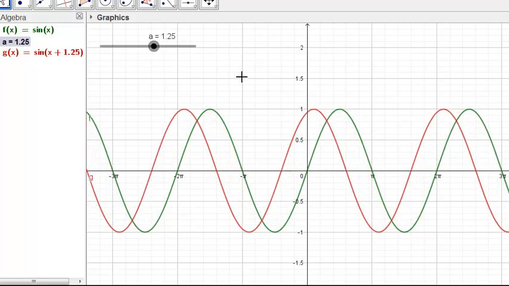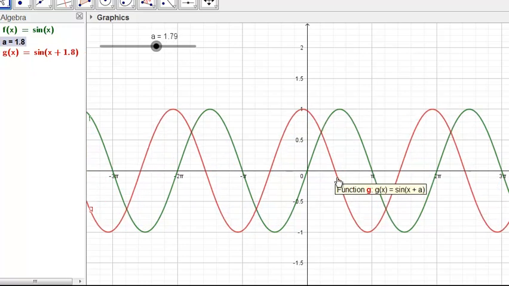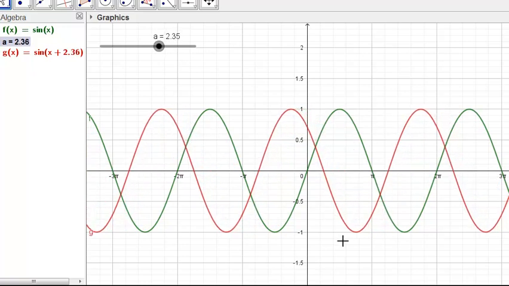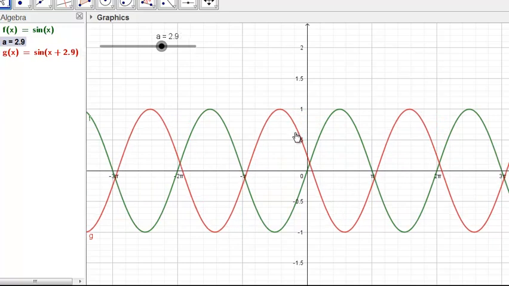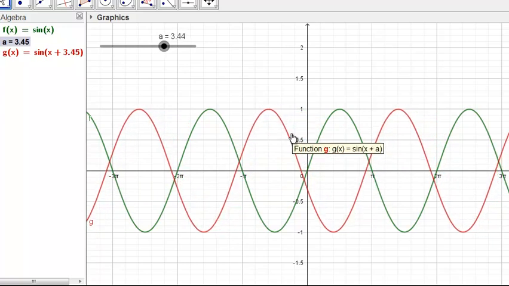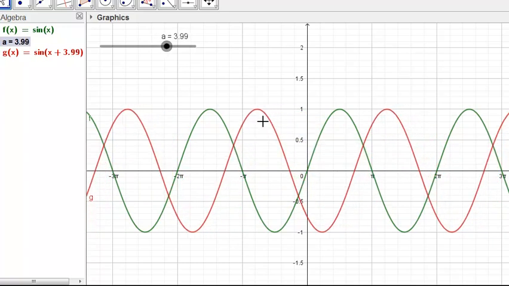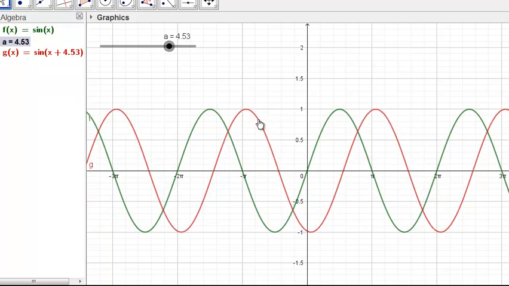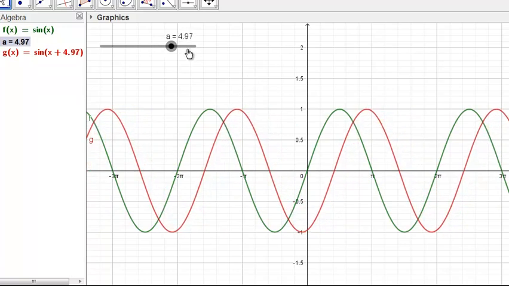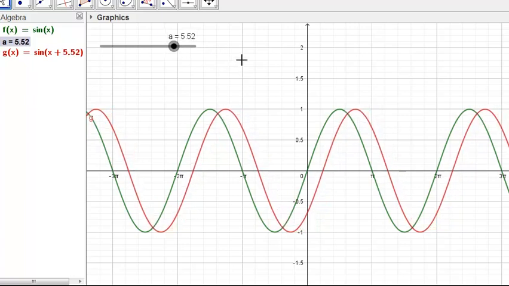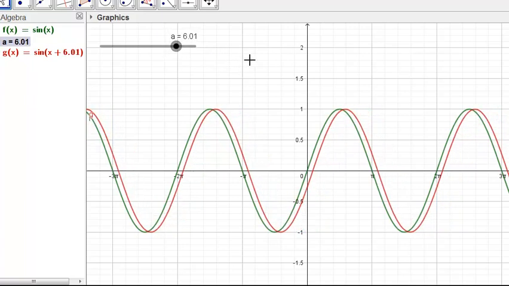Notice what's happening. You can definitely see that there are two different functions here. This function and this function are definitely not the same. But notice what's happening, right? So look at the value of a, it's 4.97. So remember what 2 pi is. 2 pi is approximately what? 6.28, right? That's 2 times 3.14. Remember, that's an approximation. So we continue and notice we're getting close to 6.28 now.